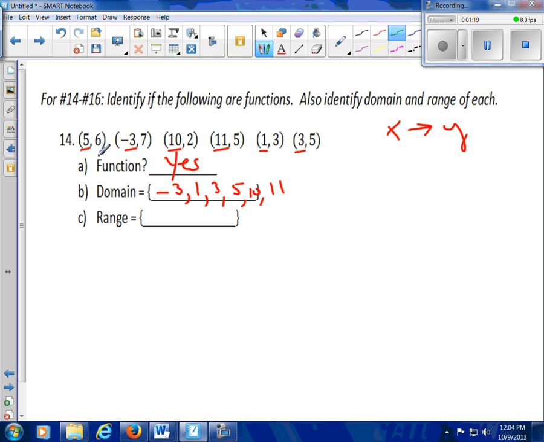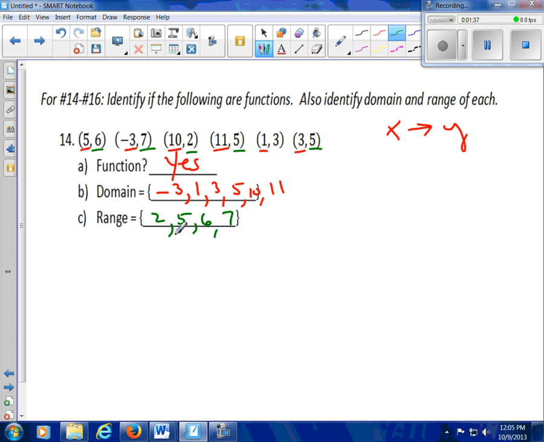So it's going to be 2, 5. Now I have two 5s, so I only list it one time. It's okay to have two y's. 6 and 7. That is my range.